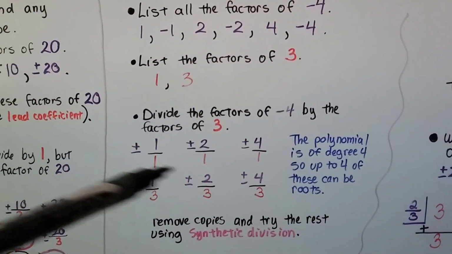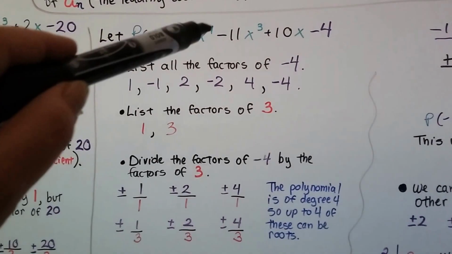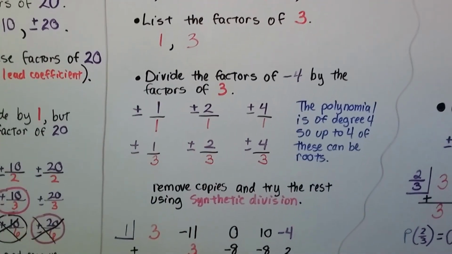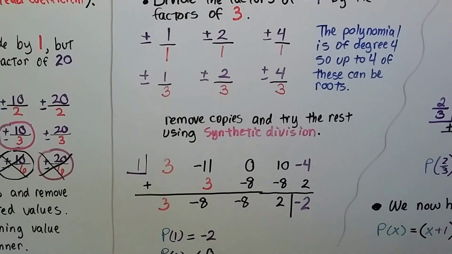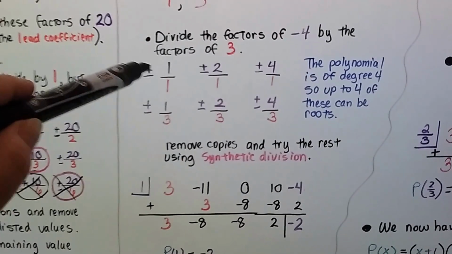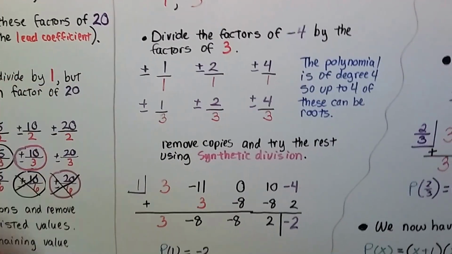Here's all the denominator 1, all the denominator 3. And the polynomial is of degree 4. So we know up to 4 of these can be roots. All right? Positive or negative. We remove any copies and try the rest using synthetic division. So we've got a 1 over a 1. That's a 1, isn't it? So we've got a positive 1 and a negative 1 that we could use.